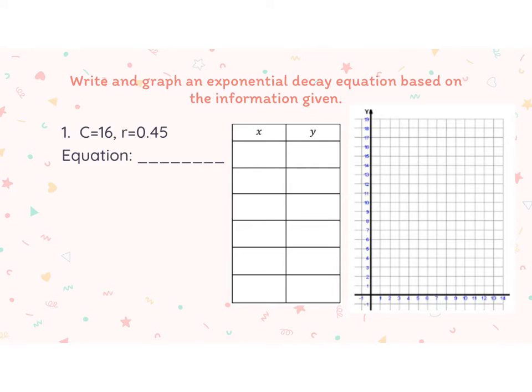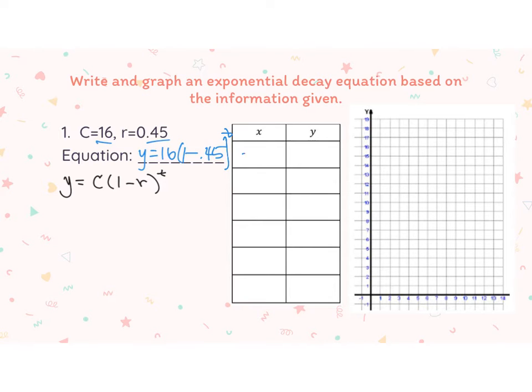So let's talk about how we would graph these things. We want to write an equation to start, and then we are going to put it on a coordinate plane. So let's just remind ourselves, we have y equals c times (1 minus r) to the t power for our equation. In this case, c is 16 and r is 0.45. So I'm going to have y equals 16 for my starting amount, times (1 minus 0.45), and then we raise that to the t power.